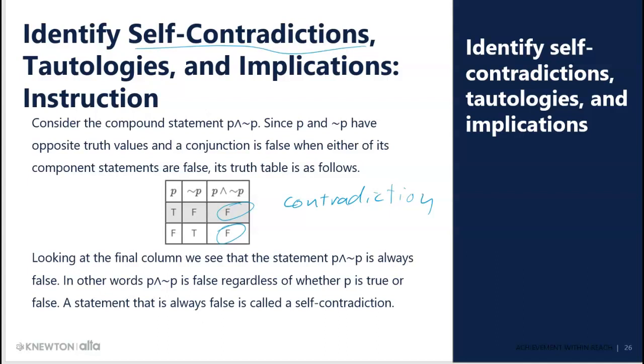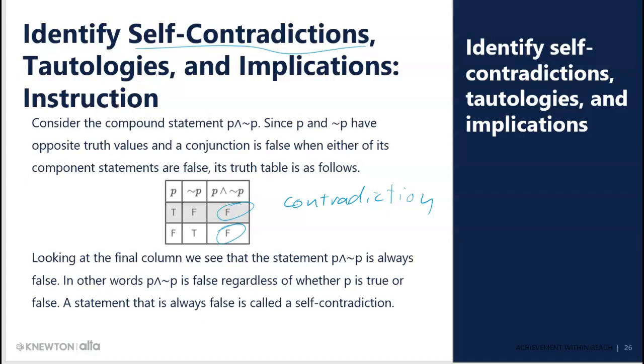Hello and welcome to this lesson in quantitative reasoning. Today we're going to look at the idea of contradictions, tautologies, and implications. This is a follow-on to our work with truth tables for compound statements with the negation, conjunction, disjunction, conditional, and biconditional. So this kind of wraps this all together.